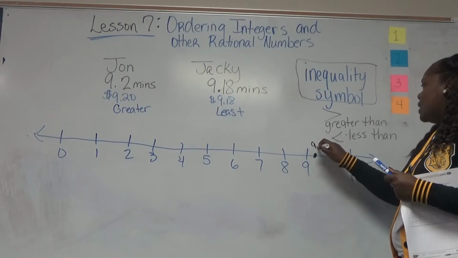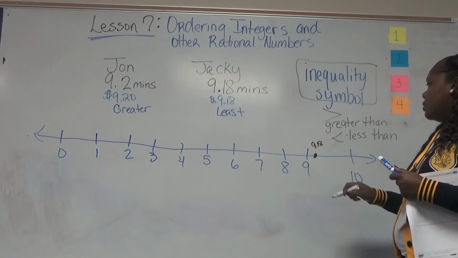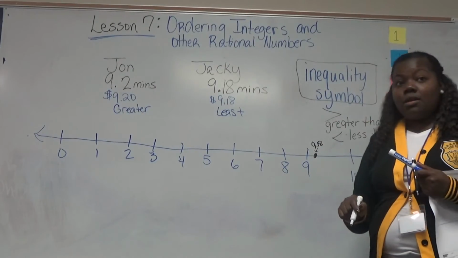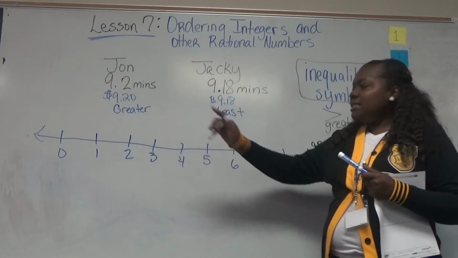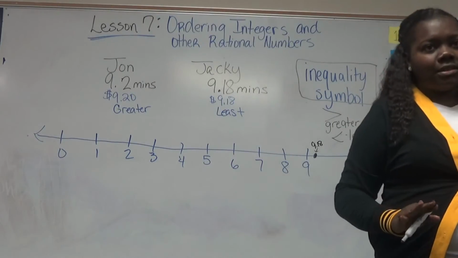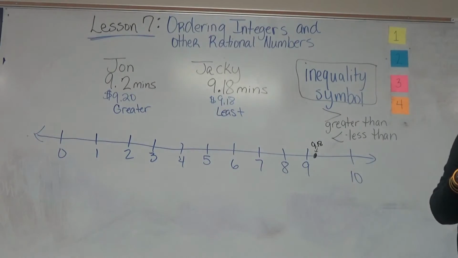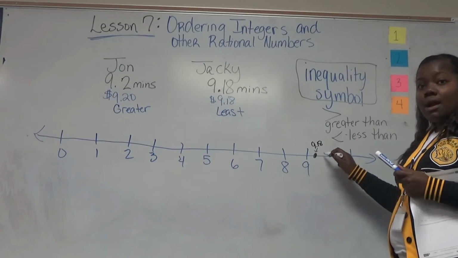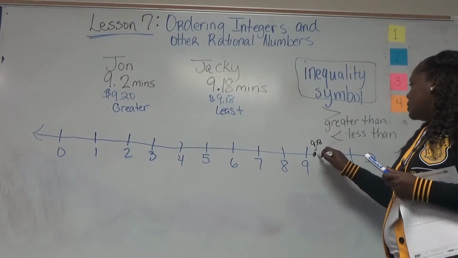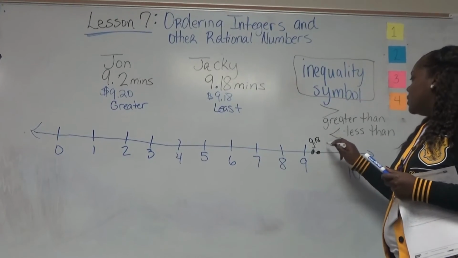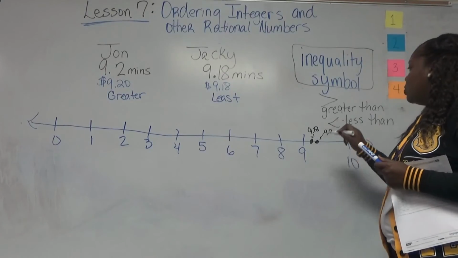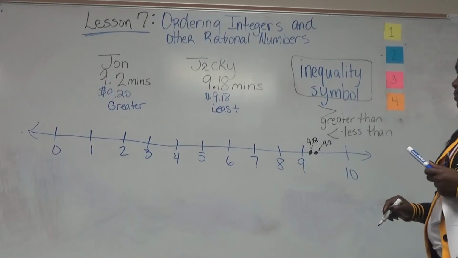We're going to label that as 9.18 so that we know that this dot represents Jackie's. All right, and then $9.20, where does it have to fall? It will have to go after the 9.18. It's going to have to go a little bit behind this because it's more, right? Just a little bit though because it's just 2 cents more. So then this dot will represent 9.2, which is John's time that he ran.